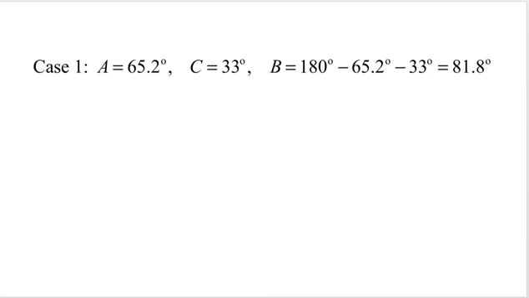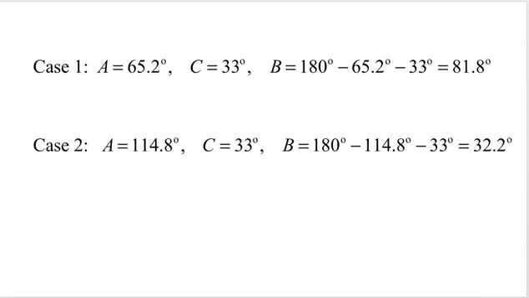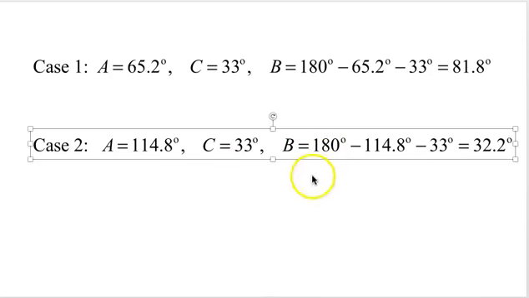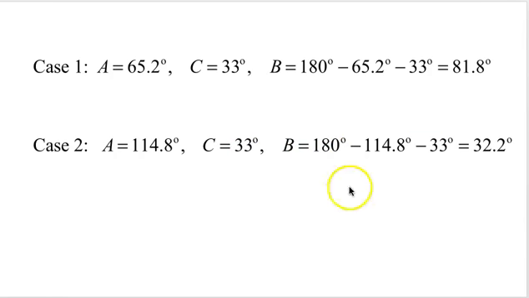But that's not our only case. Recall we had two possibilities for this angle A. Our next case is that A is 114.8, because again the sine of these two angles is the same. If A is 114.8 and C is 33, we're going to get angle B by taking 180 minus 114.8 minus 33 degrees to give us 32.2 degrees. We want to solve for little b. The way you would solve for little b is you would just go ahead and use the law of sines again.